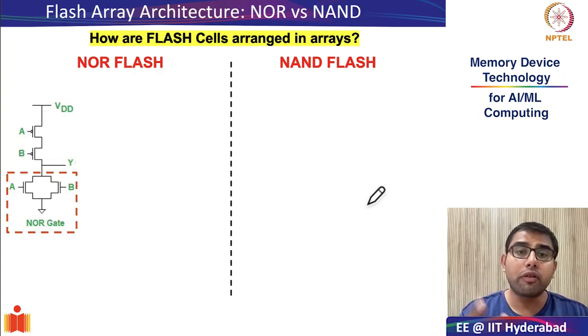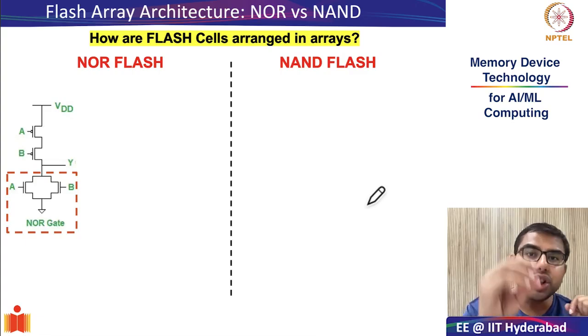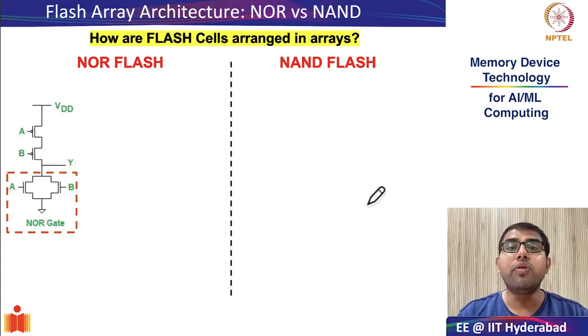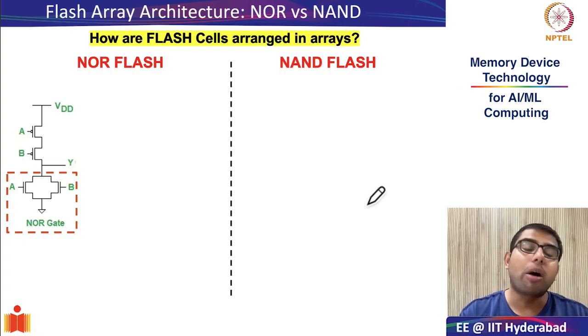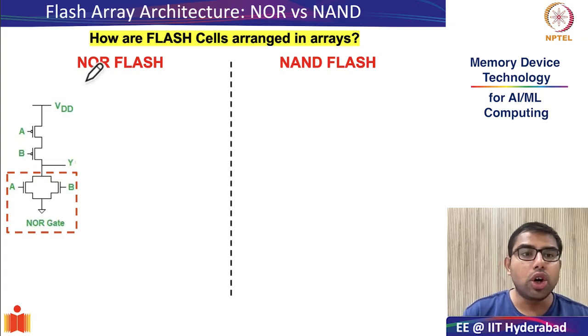Before we begin with NOR flash, what we are trying to look at is the fundamental unit of a flash array architecture. And as we will see, the fundamental unit is that of a string. A string is defined as a bunch of flash cells connected with each other having one common bit line. Okay, so with this information, let's go ahead and see the NOR flash cell.